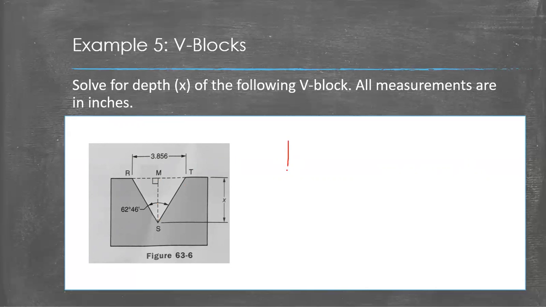Whenever we do a V block question, we are going to use all of our dimensions in halves. Along the top, we take this and divide it by 2, and you will get 1.928 inches. The angle has to be split in 2, and you can actually keep it in degree, minute, second if you want. So 62 degree minute second button, 46 degree minute second button, divide by 2, and it will split the angle for you. So 31 degrees, 23 minutes. And X is our depth.